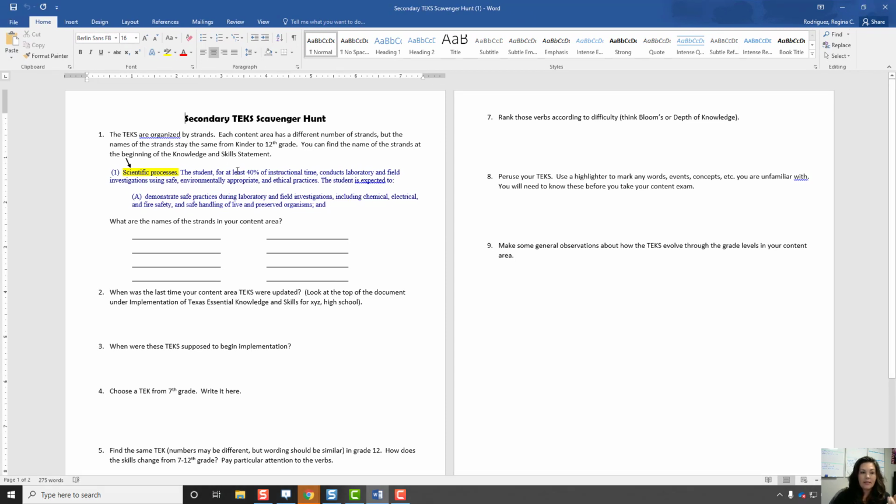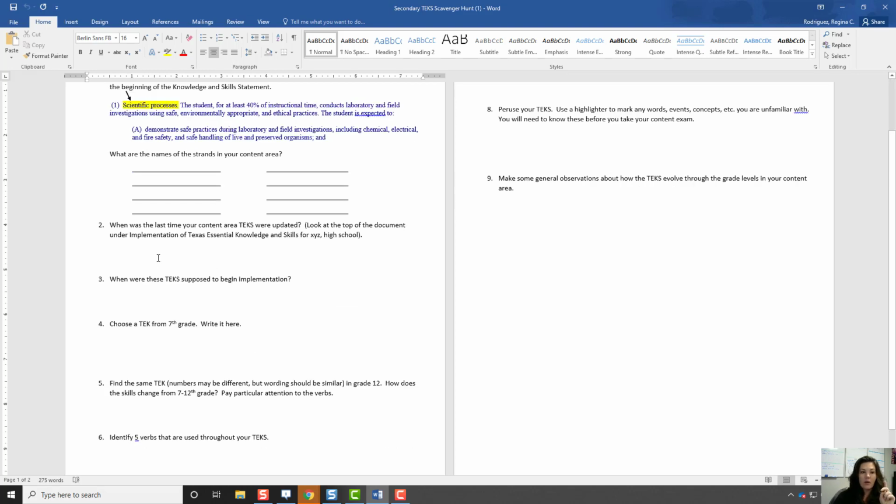And you'll see that it says the TEKS are organized by strands, which we just talked about. Each content area has a different number of strands. Most of them go from K through 12. I think science gets a little tricky and math gets a little tricky on us, but you can find the name of the strands at the beginning of the knowledge and skills statement. So that's your first task, to identify the names of the strands in your content area. We also talked about how to find when the last time your content area TEKS were updated. That's the second question. And the same area is going to contain the information of when those TEKS are supposed to begin being implemented.